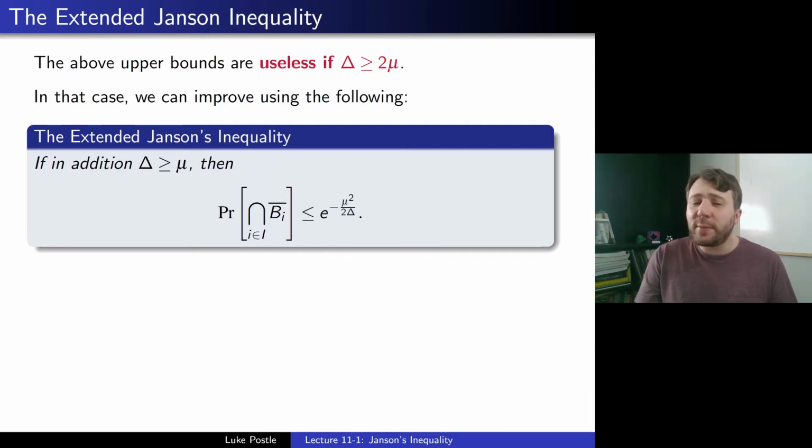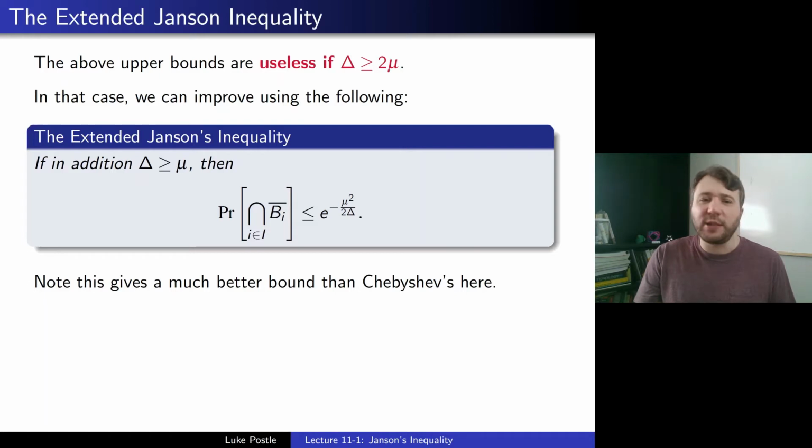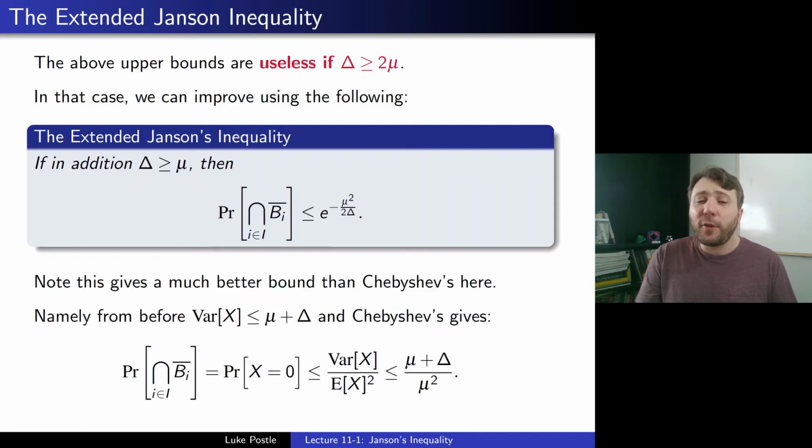And why should this seem a bit reminiscent? Well, it's somewhat related to Chebyshev's. But basically this gives a much better bound than Chebyshev's here. How so? Well, from before, in this kind of setup, the delta was these covariances. So before we were able to show that in that case, the variance of X was at most mu plus delta. And then Chebyshev's would give you that the probability that none of these events happens, which is the probability that X, the number of events, is 0, is at most, by Chebyshev's, the variance over the expectation squared. And then what does that give you? That's at most, from above, mu plus delta over mu squared.